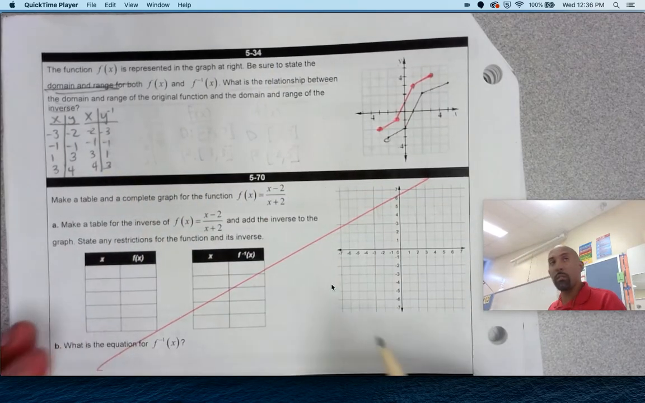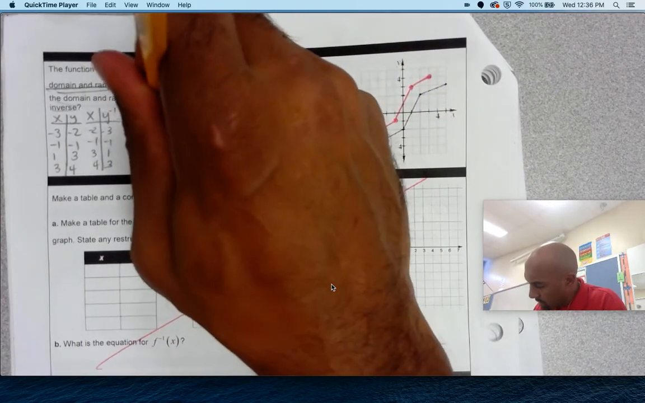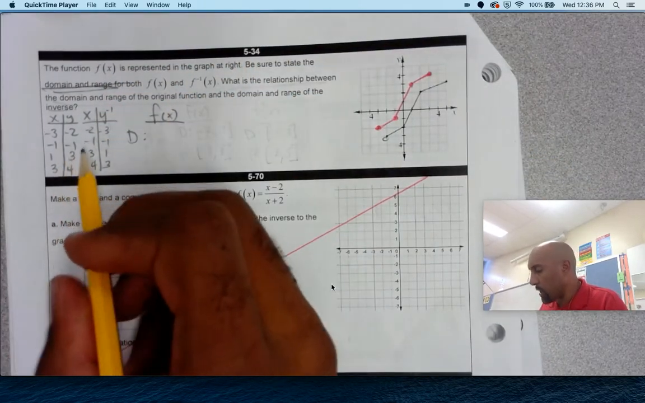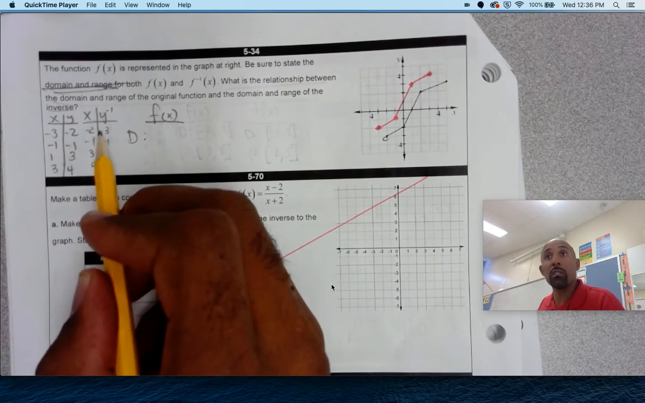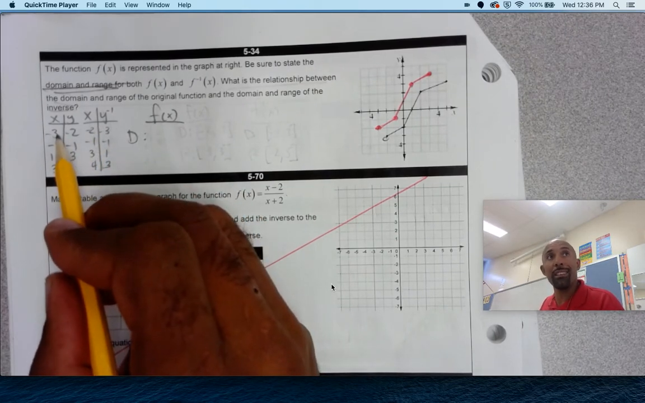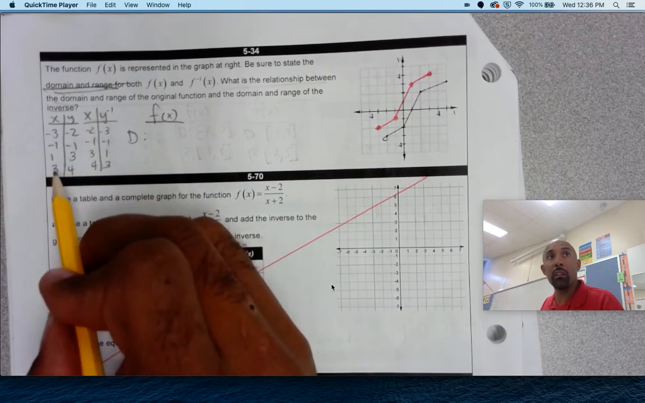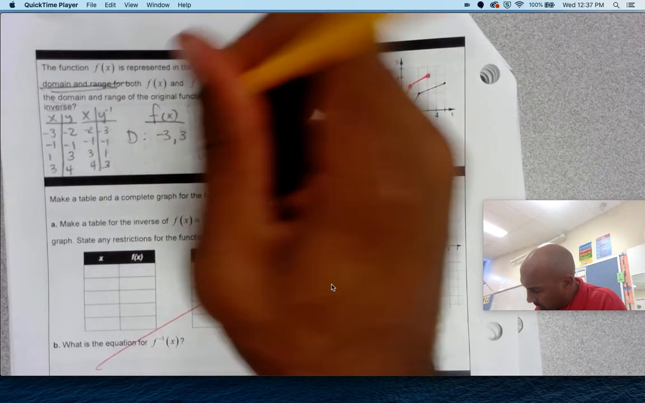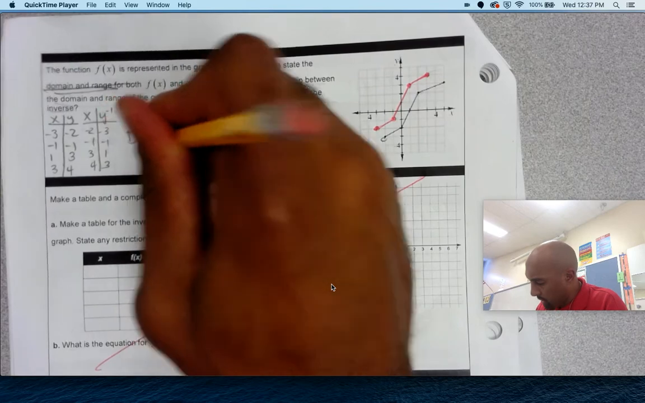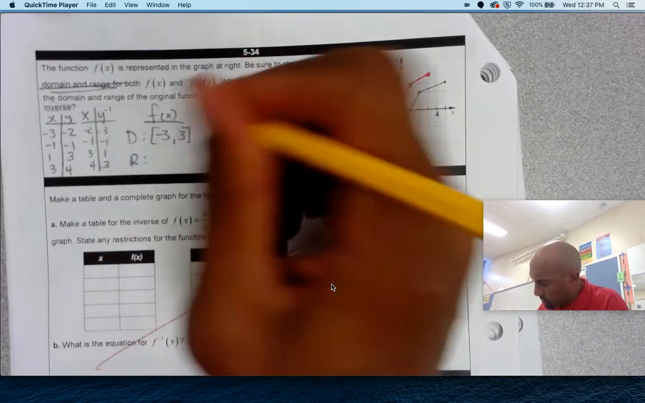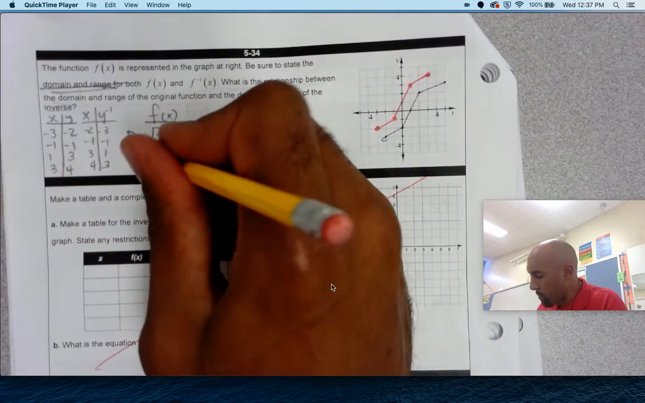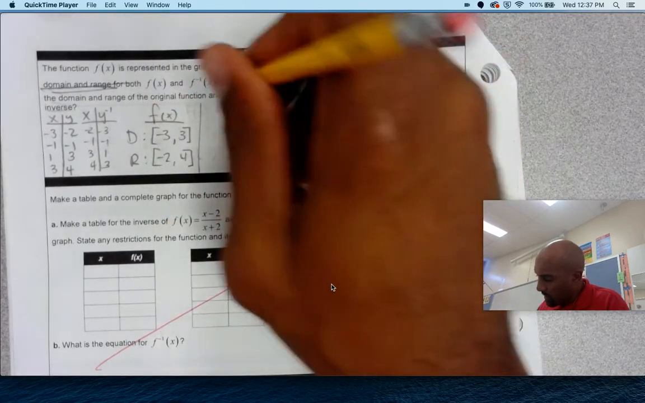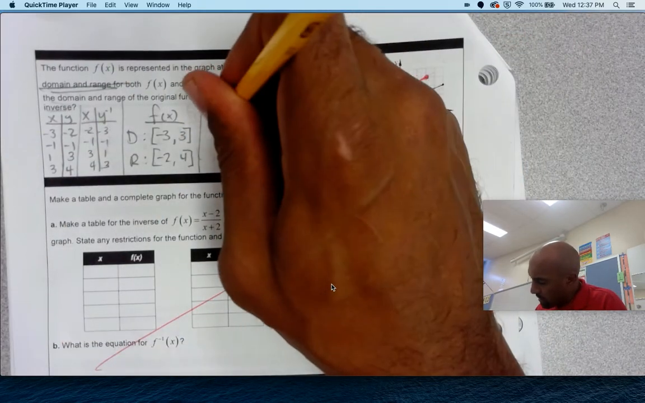All right. Now what's the domain? So let's write down the domain of f(x). The domain of f(x), the original function, is the smallest x value, starting here, going to the biggest. So it goes from -3 up to 3. I'm going to use set notation, so it goes from -3, comma, to 3. Those are closed dots, so we're going to use brackets here. And then the range goes from -2 to 4. Always start with your lowest value. And now let's look at the inverse function.